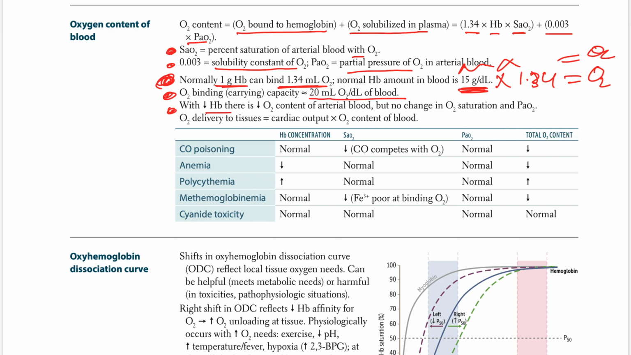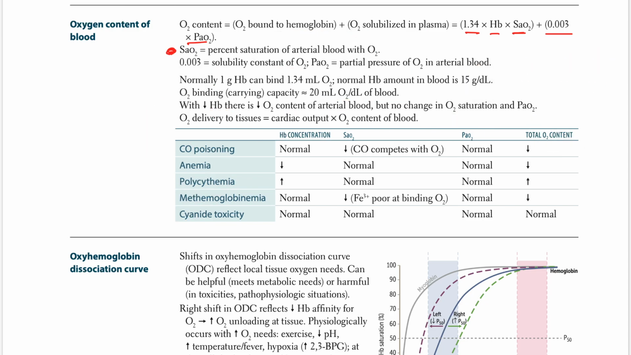With decreased hemoglobin, there is decreased O2 content of arterial blood, but no change in O2 saturation and PaO2. So with anemia, there is decreased content of arterial blood, but there is not going to be any change in O2 saturation or PaO2. O2 delivery to tissues equals cardiac output multiplied by O2 content of blood, right? And this is a little high yield table. What do we have here? CO poisoning, anemia, polycythemia, methemoglobin, cyanide toxicity.